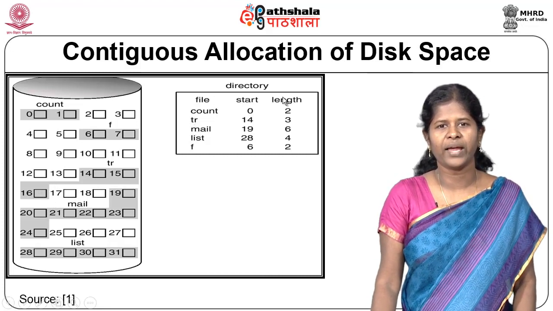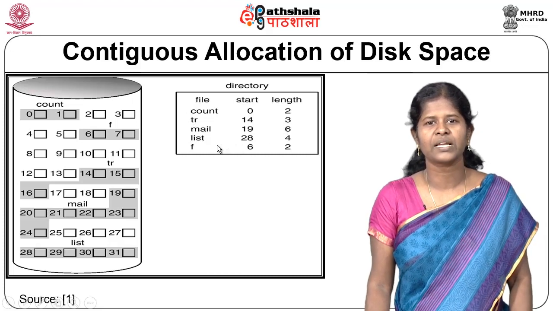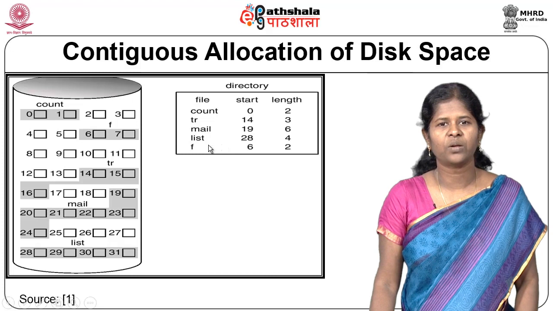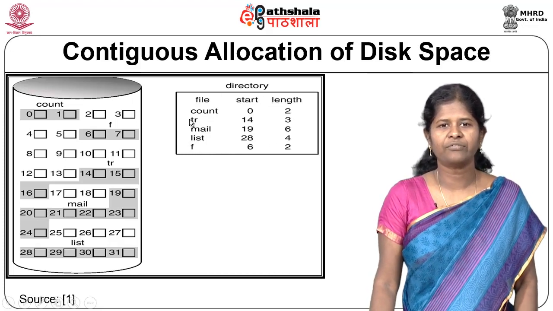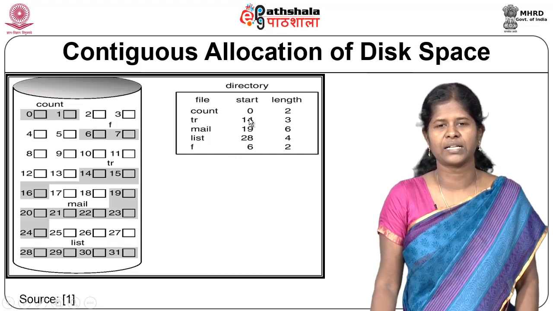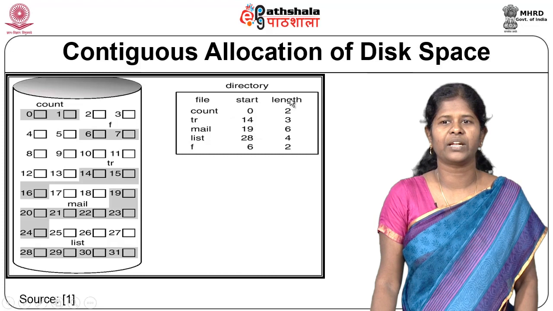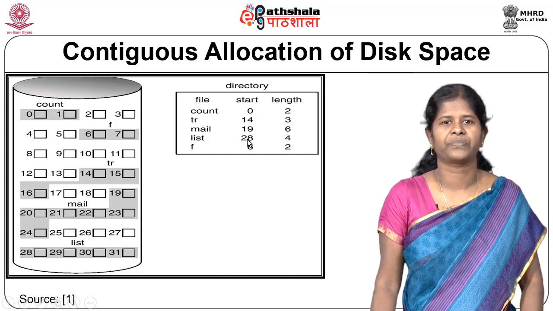To know where the file is currently being kept, or to know which disk blocks have the contents of the file, you can look into the directory entry. The directory entry will have the name of the file, and along with that it will have the starting disk block address, and then you also have the number of disk blocks the file is spanning.